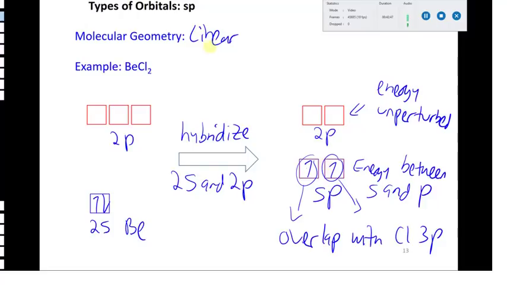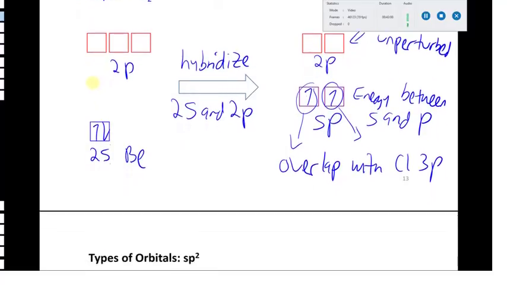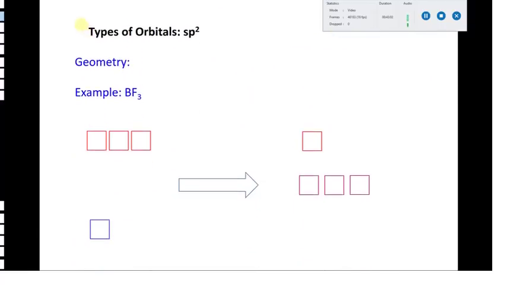So we would predict that this is a linear geometry AX2, and these 2 sp hybrids are basically pointing at 180 degrees from each other, and they overlap with the chlorines on either side to make that linear molecule. So that's the process by which hybridization happens. We can look at a slightly more complicated example.